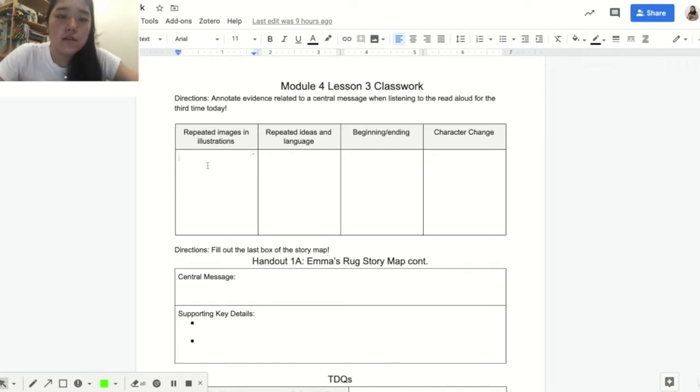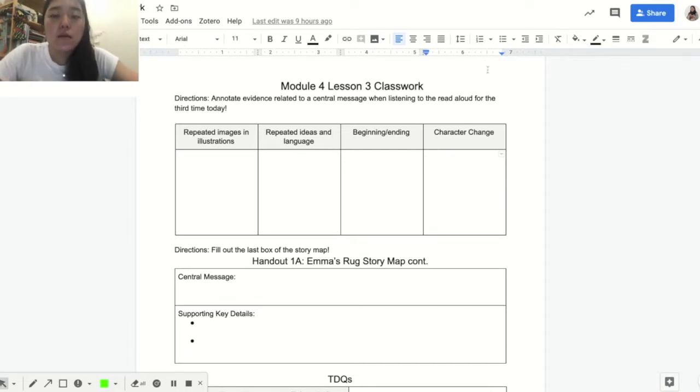So here, as you can see in this first column, I want you to take note of the repeated images and illustrations. Also look at the repeated ideas and language. So again, repeated words throughout this book. Look at the beginning and ending of the story and see if you can find any evidence here. And then also when the character changes, right? Any feelings or how she was in the beginning of the book and then how she is at the end of the book. If you know anything, please write that down here.